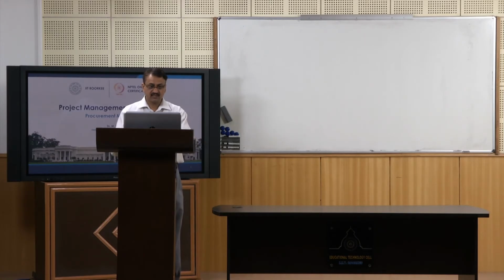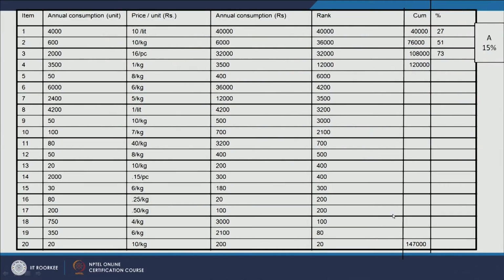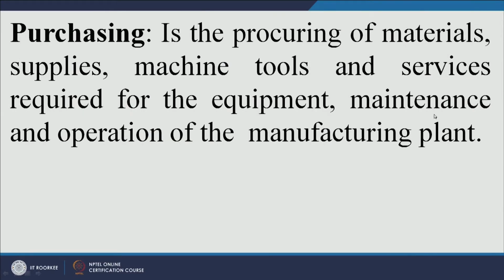As we have said, those items which contribute 70 to 80% of the value and whose volume is between 10 to 20% are A category items. The last couple of items would be C category items, and in between you will have B class of items. So, this is an example of ABC analysis.